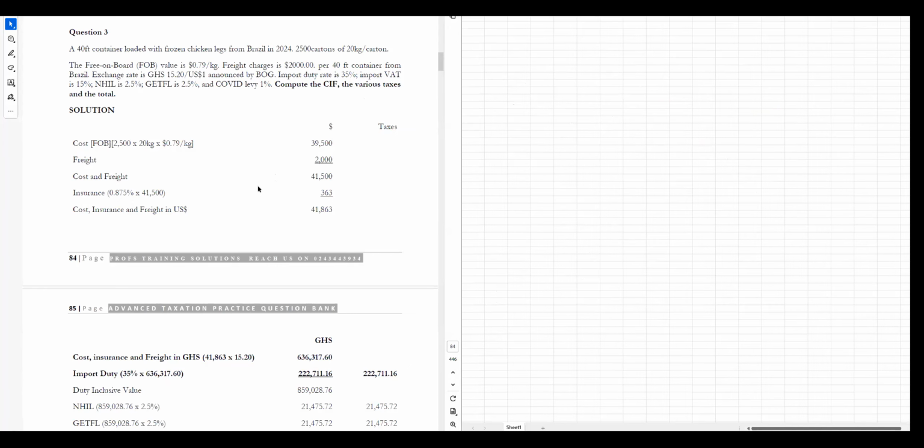A 40-foot container loaded with frozen chicken legs from Brazil in 2024. It has 2,500 cartons of 20 kg per carton. Now the free on board is simply the cost from the other country. I'm just giving you simplified knowledge. I don't want to go into Incoterms, which are international customs terms. I'm just going basic. So free on board is the cost of the goods I bought from that other country. They've given us a free on board value of 0.79 per kg.